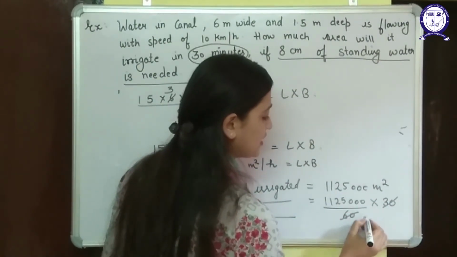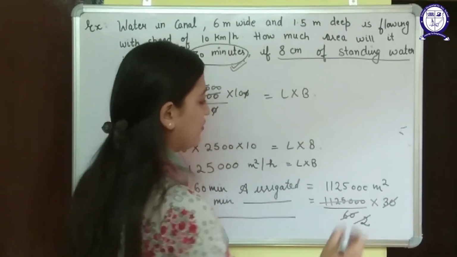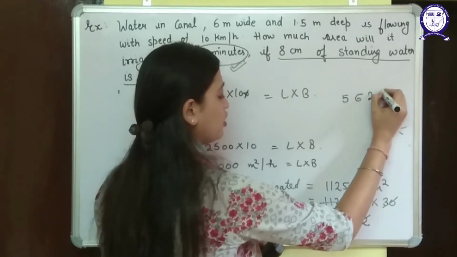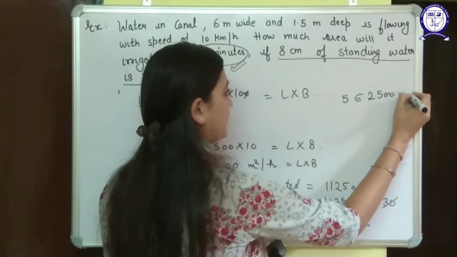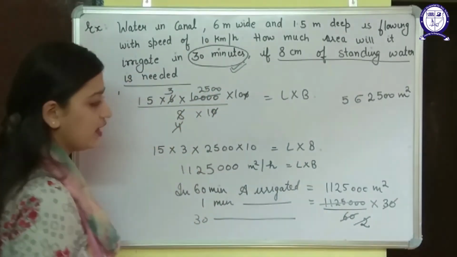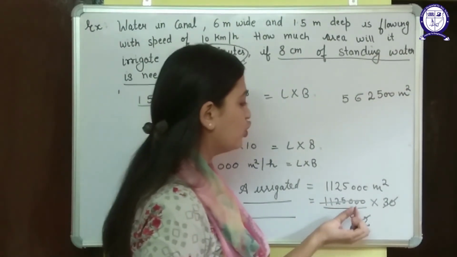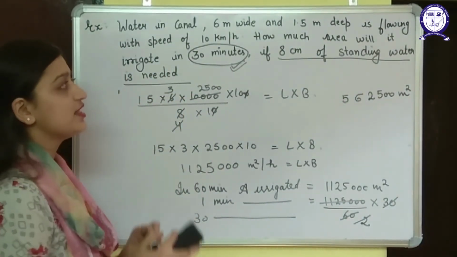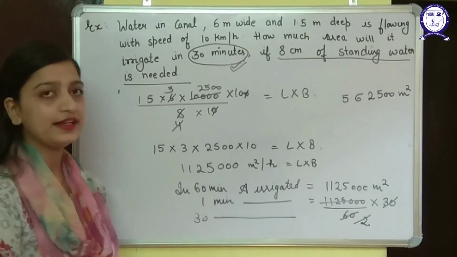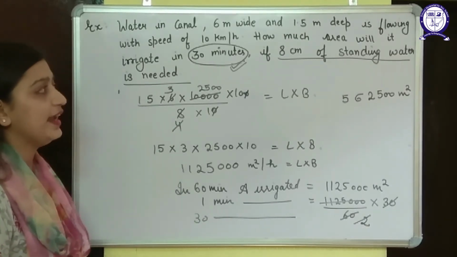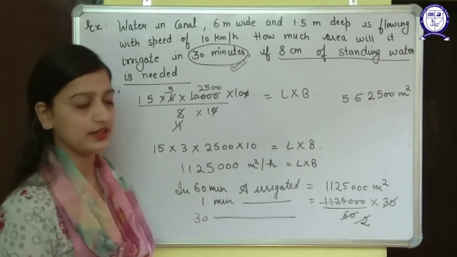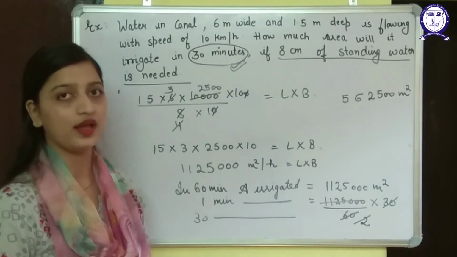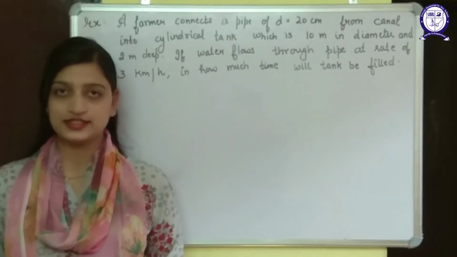So this is 30 and 60 at 2. And cutting this at 2, I will get 5, 6, 2, 500 meter square. Okay, this is 562,500 meter square, and this will be my answer. This is the area which will be irrigated in 30 minutes such that 8 centimeter of standing water is needed. Okay, so area is 562,500 meter square. Now coming to the last question of this exercise.